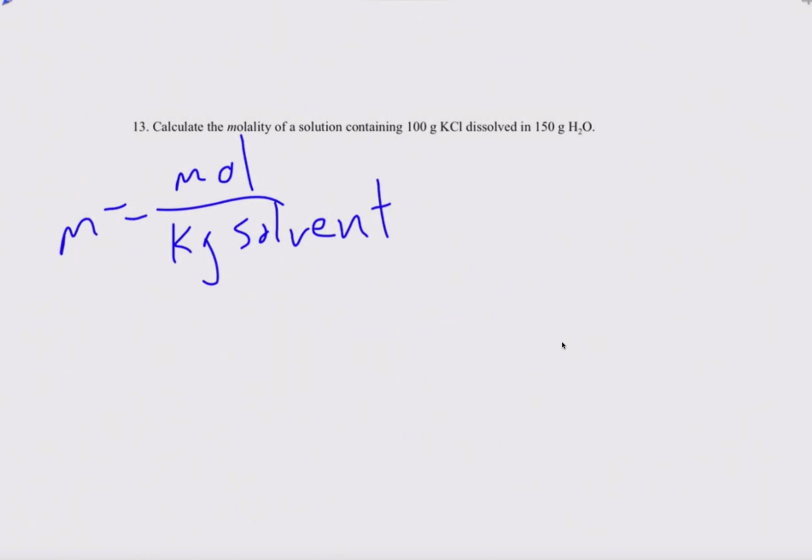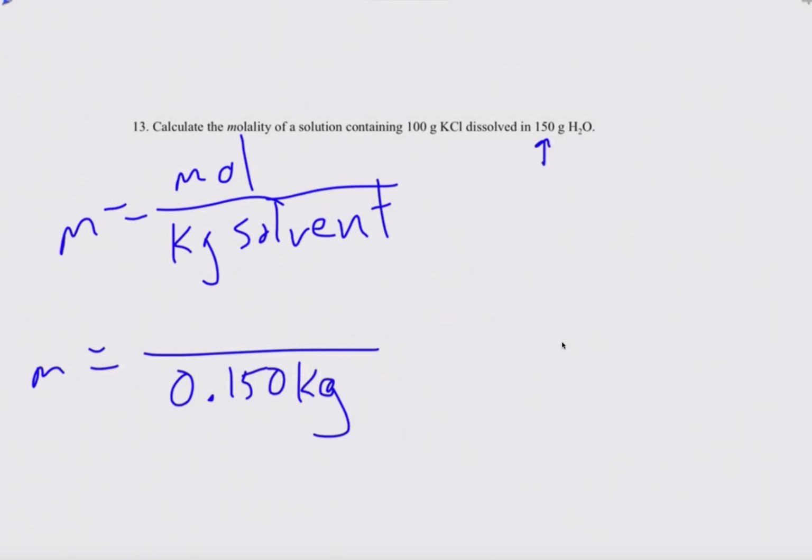Okay, calculate the molality of a solution containing 100 grams of potassium chloride in 150 grams of water. Molality equals moles of solute per kilograms of solvent. So we're given the grams of solvent, which is 150. 150 grams is 0.150 kilograms. Move the decimal point 1, 2, 3 places to the left.